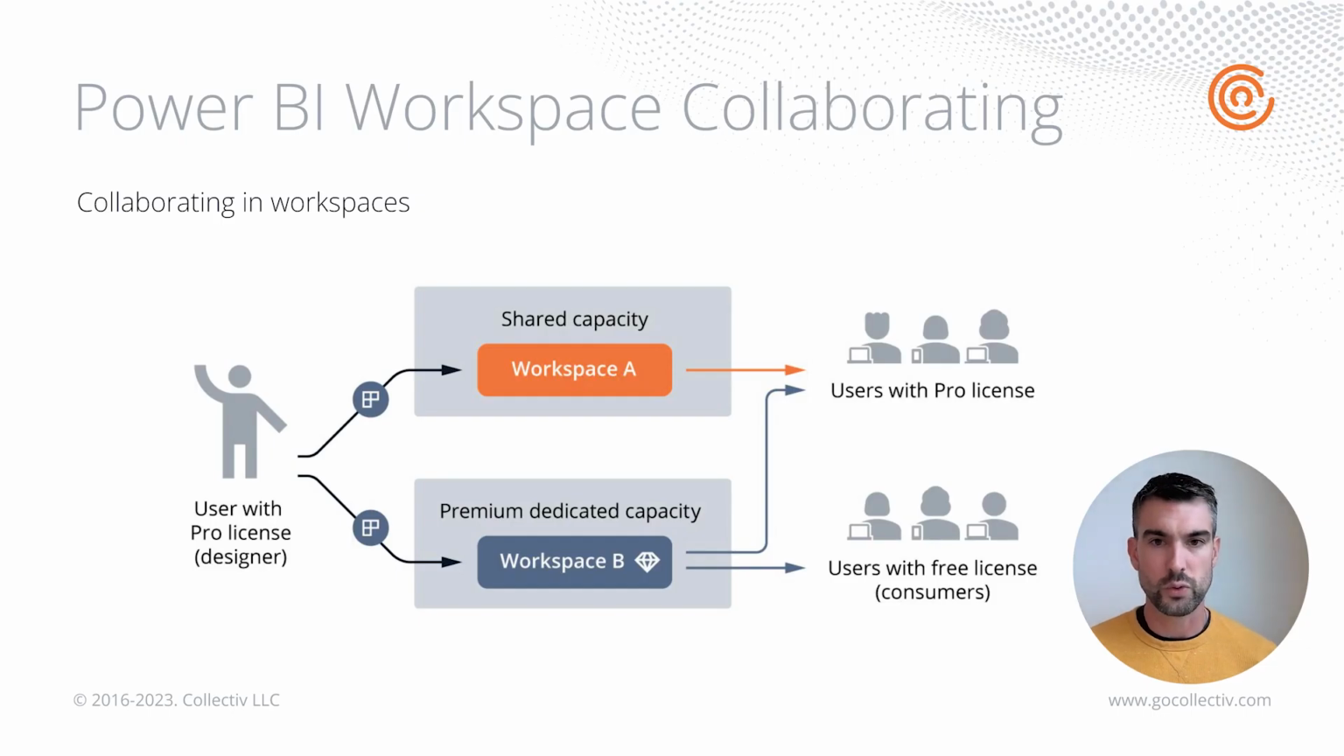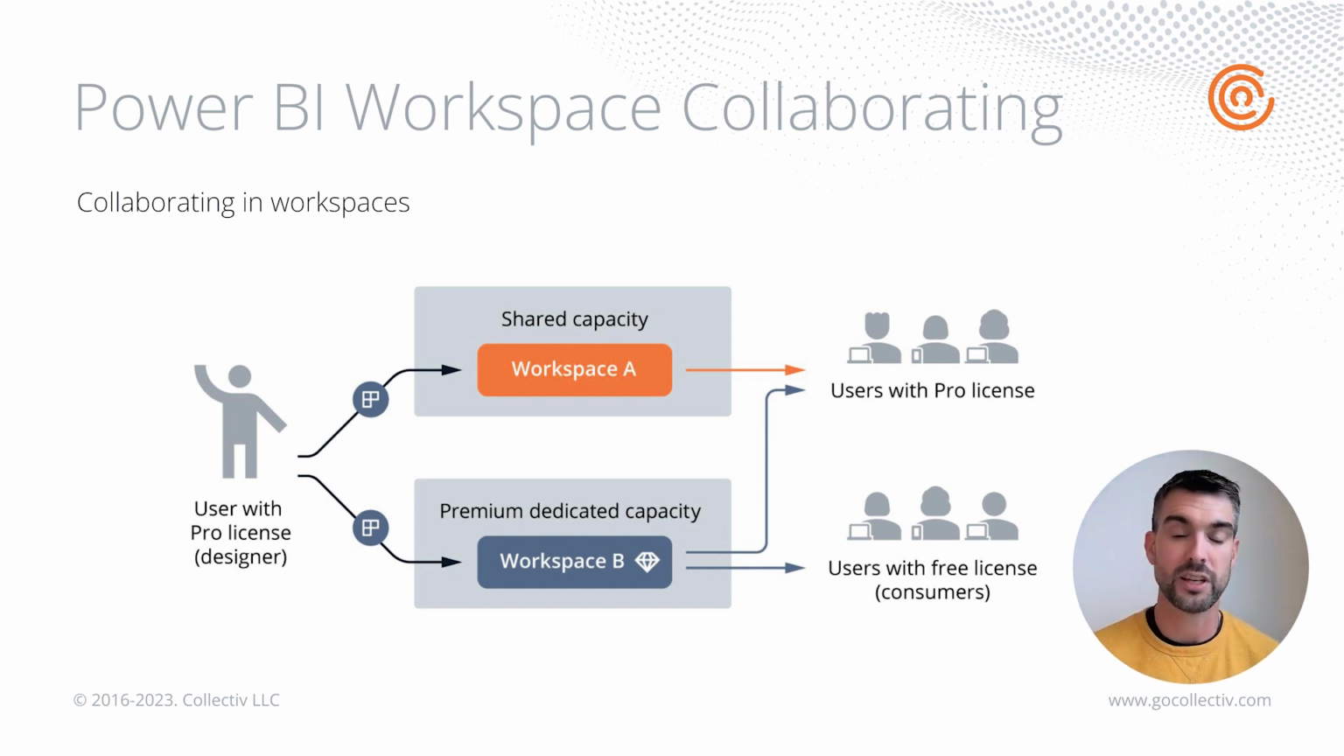This is just a visual here to kind of help understand how the collaborating works within Power BI. So you can see here on the top, Workspace A is shared capacity. I have one user with a Pro license who's basically designing and publishing. So I'm publishing that up to my top workspace, Workspace A. Users with Pro licenses can access that, okay?